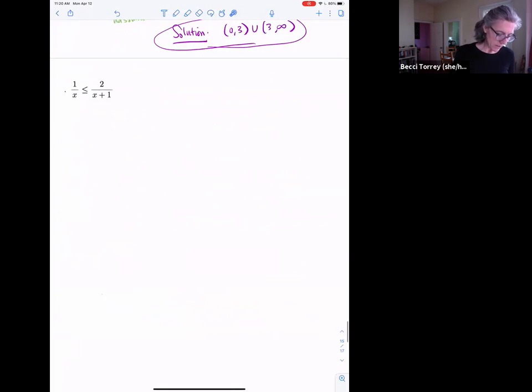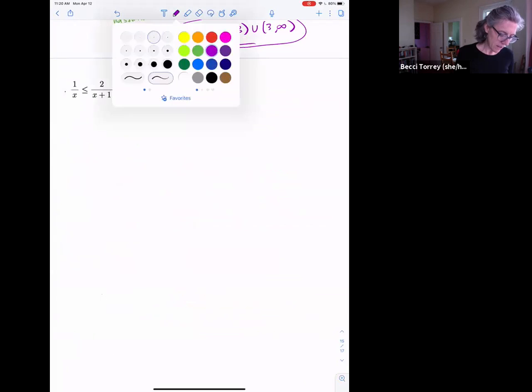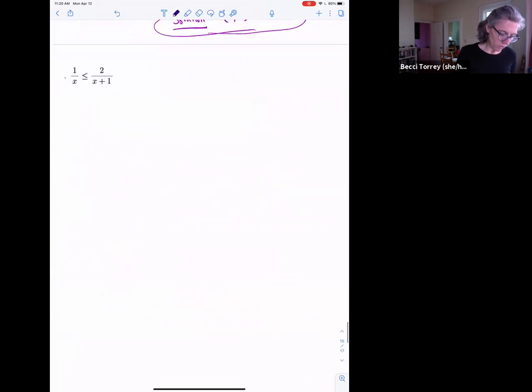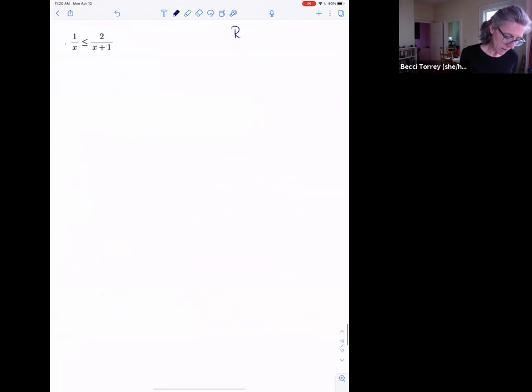So that's that example. Then we have, this example is a rational inequality, meaning that we have an inequality but involving a rational expression, where rational means polynomial divided by polynomial. So here, i.e., we have variables in the denominator.